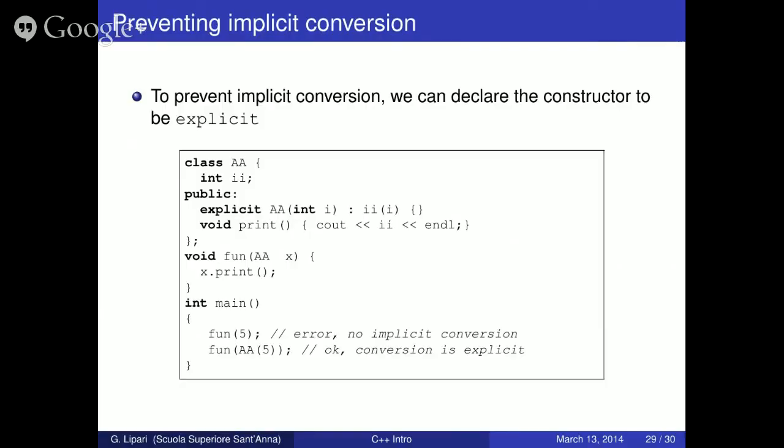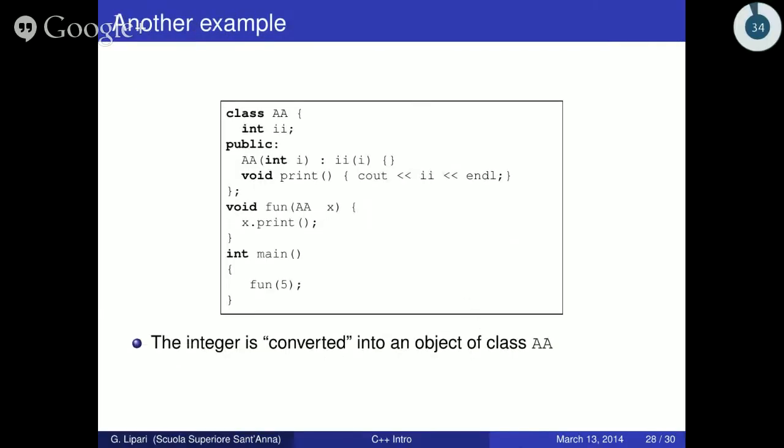This can be some trouble, because sometimes it's just an error. Sometimes you want an object of class AA, not just an automatic conversion. But the user just writes something like this, because of bad typing, I don't know, whatever. And the compiler doesn't complain. It actually does an automatic conversion, and you are in trouble because you didn't want that.